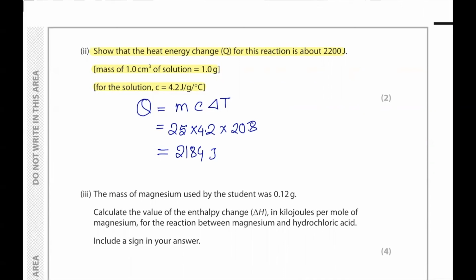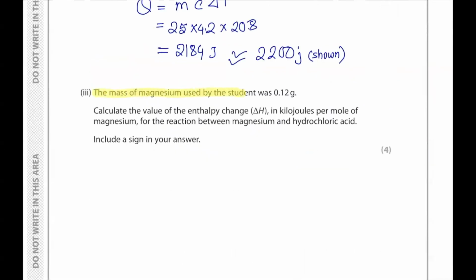All right. Now, if we round this particular answer to the nearest hundreds, we would definitely get 2200. So basically 2200 joules shown. Part 3. The mass of the magnesium used by the student was 0.12 gram. Calculate the value of the enthalpy change delta H in kilojoule per mole of magnesium for the reaction between magnesium and hydrochloric acid. Include a sign in your answer.